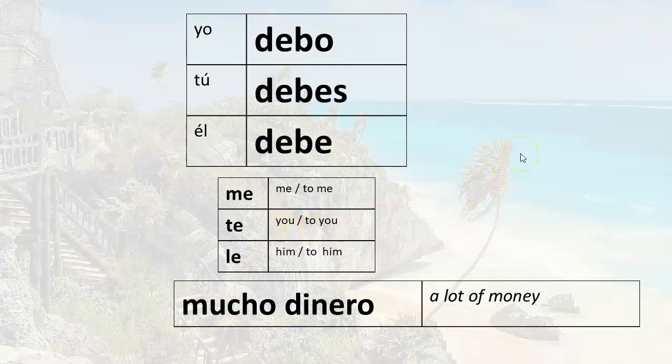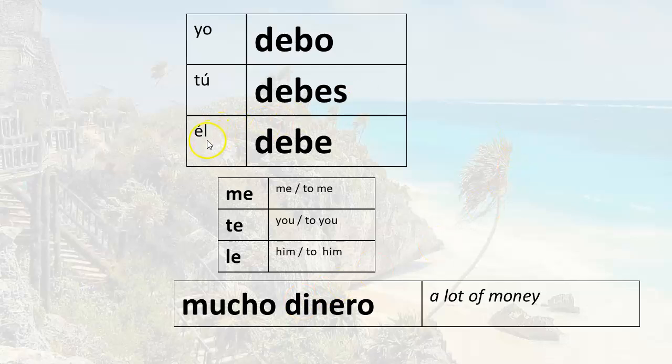Okay, so if I wanted to say I owe him a lot of money, or I owe a lot of money to him, I would say yo le debo mucho dinero. Yo le debo mucho dinero. I owe a lot of money to him. How about tú debes, you owe? For this one, we can use me, which means me or to me. So I could say, you owe me a lot of money. Tú me debes mucho dinero. Or, in English, we can also say, you owe a lot of money to me. In Spanish, it would be the same. Tú me debes mucho dinero.